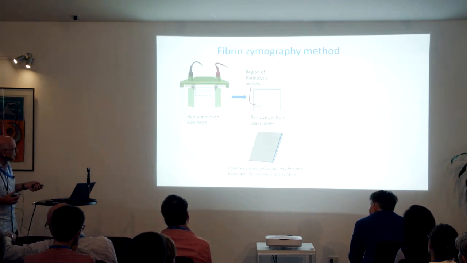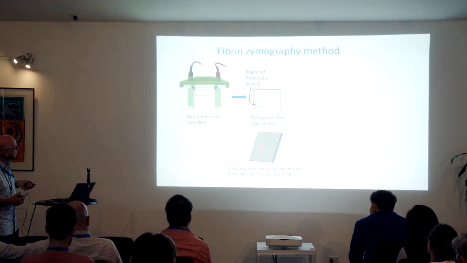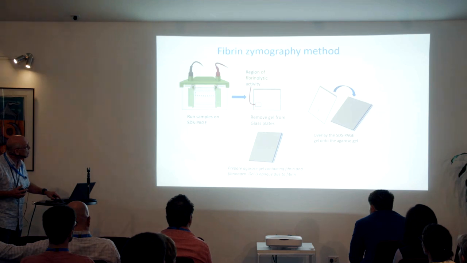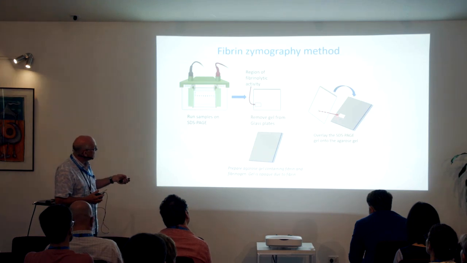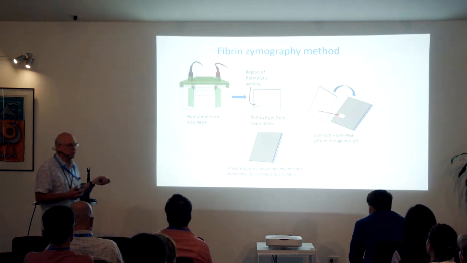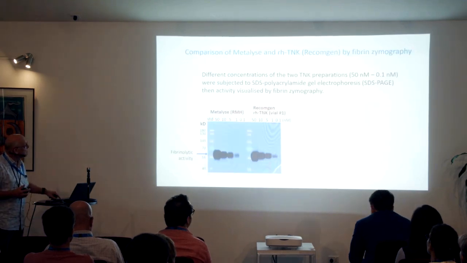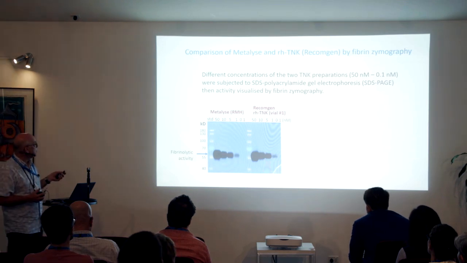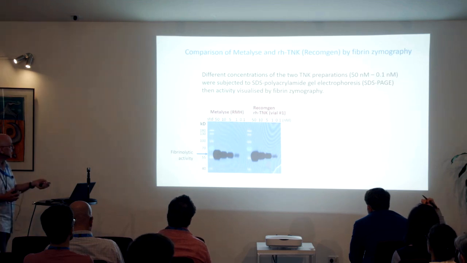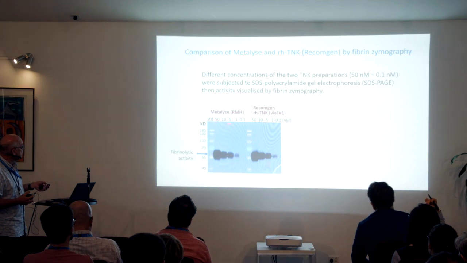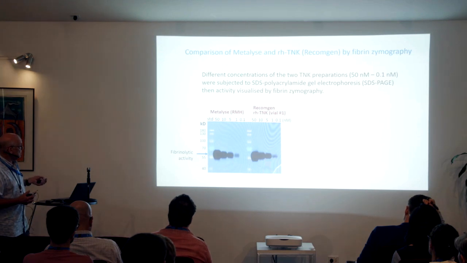Then you prepare a second gel, an agarose gel containing polymerized fibrin and plasminogen. And just overlay the SDS-PAGE gel on top of the agarose gel. And what happens, the tPA that's present in the SDS-PAGE gel leaches into the fibrin matrix and just burns a hole in it. It's really simple. Ed Reich came up with this method in 1975. It's really old. So I ran the fibrinogram initially comparing Metalyse with Recombigen, which is one of the Chinese formulations. You can see here's a dose response from 0.1 nanomolar to 50 nanomolar of Metalyse against one of the vials of Recombigen. They've got the right molecular weight.